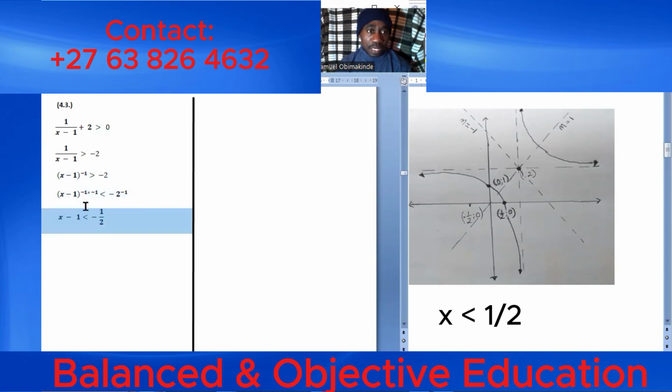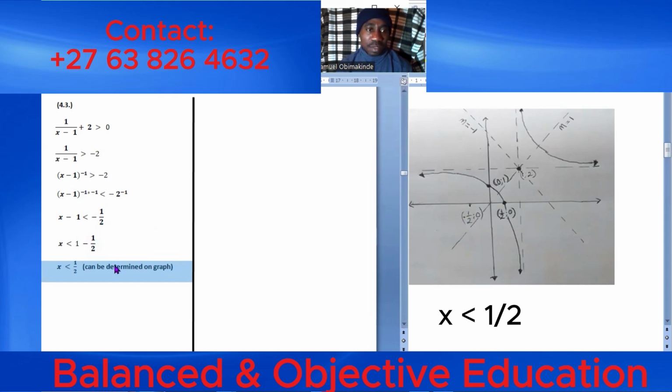Let's try to do that. So this negative 1 times negative 1 here becomes positive 1. So x minus 1 exponent 1 remains x minus 1. And on the other side, you have negative 2 exponent negative 1, and that will be equal to negative half. So we can transfer that negative 1 to the other side, and it becomes positive 1. Now, 1 minus half will give us a half. So that means the values of x will be less than half.